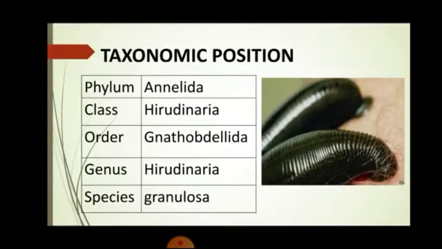And since this Hirudinaria granulosa belongs to the phylum Annelida, and annelids are metamerically segmented worms and they have well developed organ system.